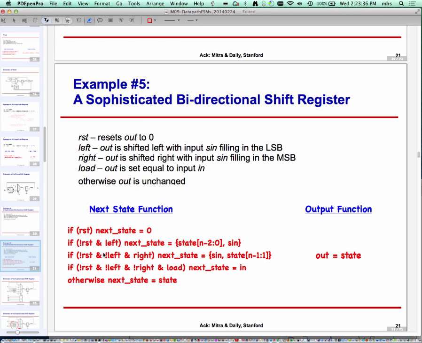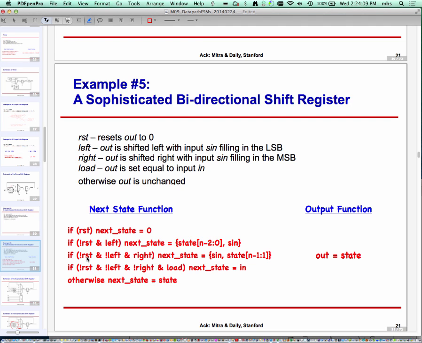And now we have to think about how the state is changing. So if reset, next state is 0. That follows from the definition. If not reset and left is high, then next state is equal to state[n-2:0], SIN. This is what we previously saw. So next state is an n-bit entity, and we are saying the upper n-1 bits of that are the same as the lower n-1 bits of the state register, and SIN becomes the LSB.